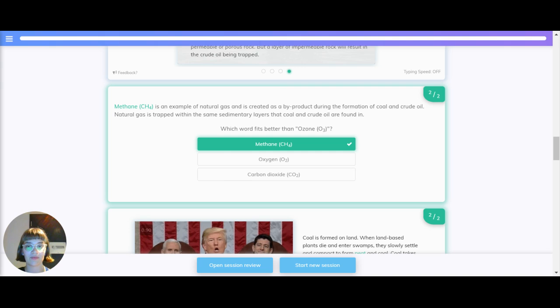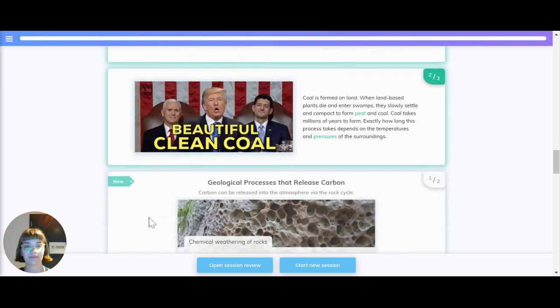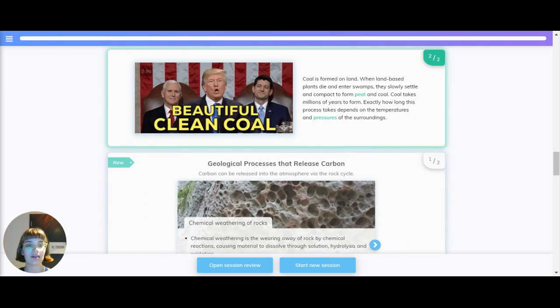So let's quickly recap that. What is an example of a natural gas and is created as a byproduct during the formation of coal and crude oil? This is methane. Coal is formed on land. When land-based plants die and enter swamps, they slowly settle and compact to form what, as well as coal?